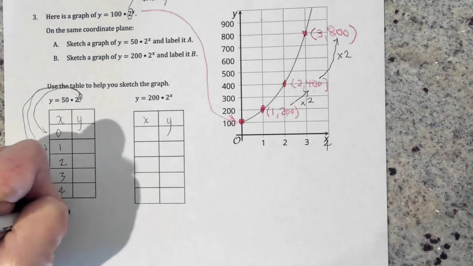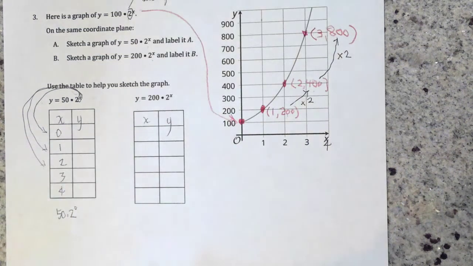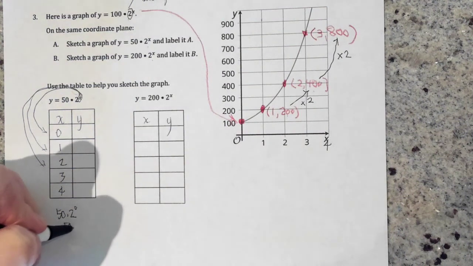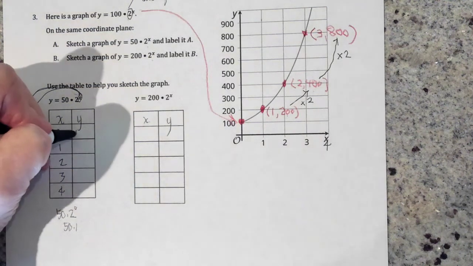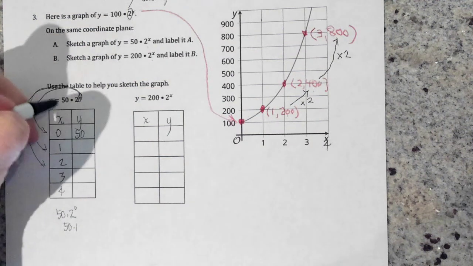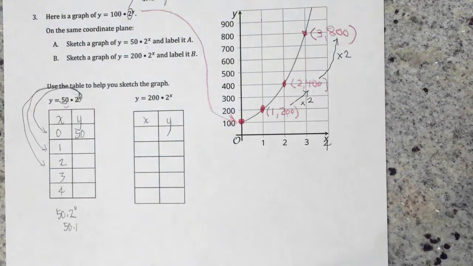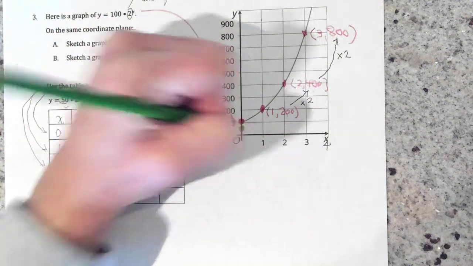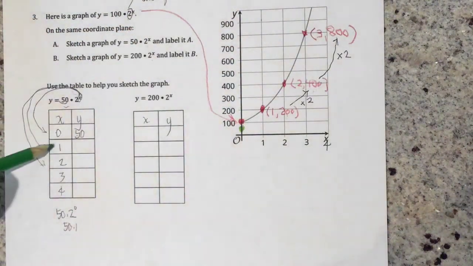So I'm going to go 50 times 2 to the power of 0. We all know that 2 to the power of 0 is 1. So 50 times 1 is equal to 50, which again, I can get directly from my equation. That's my initial value. So I'm going to go ahead and graph that. So I'm going to use green. So 0, 50 is about right there. And I'm going to continue to use 1.